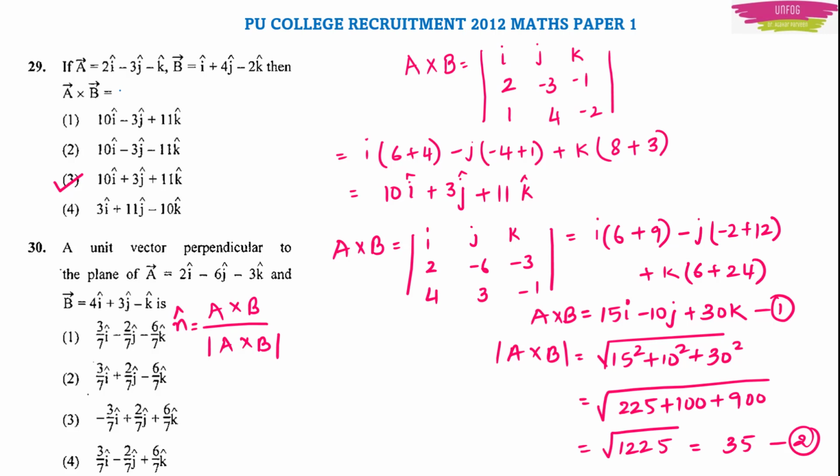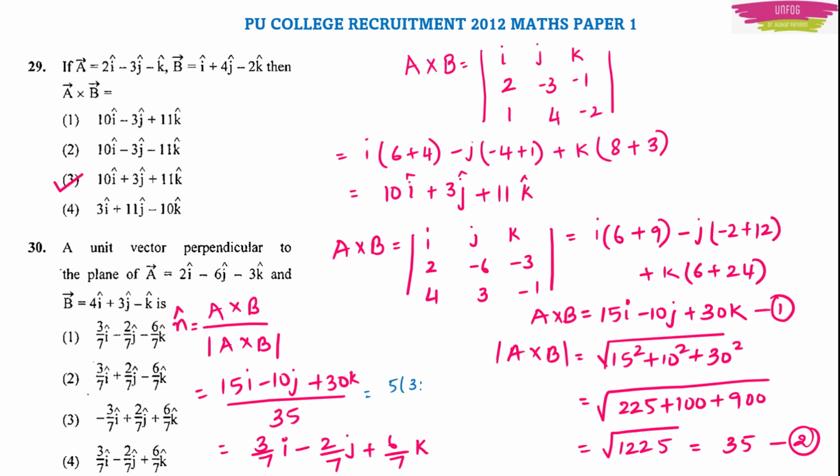Let it be 2. Now to find the unit vector perpendicular to the plane of these two vectors, you have to substitute the values here. Now you can take 5 common. If you take 5 common, you will have 5 into 3i minus 2j plus 6k upon 35. 5 ones are 5, 5 sevens are 35. So you will have 3 by 7 i minus 2 by 7 j plus 6 by 7 k. So option 4 will be the right answer. Very simple questions are asked in PU College Recruitment.